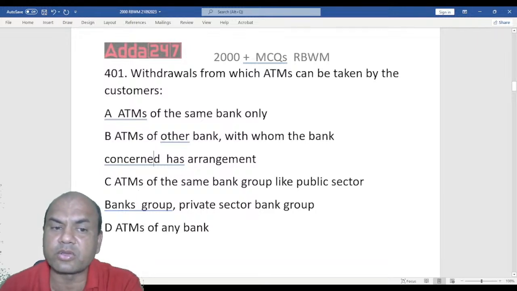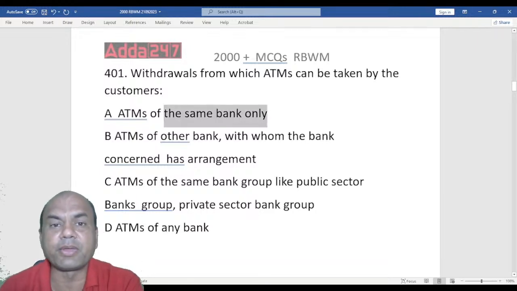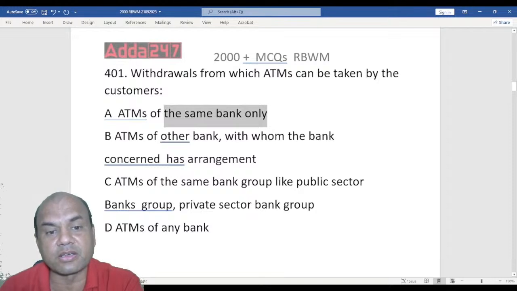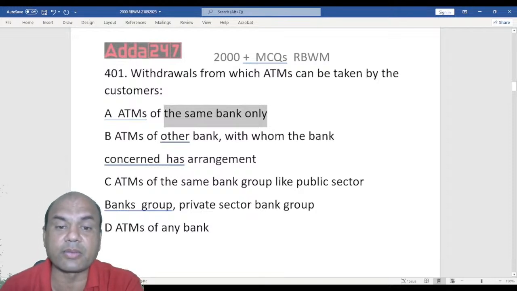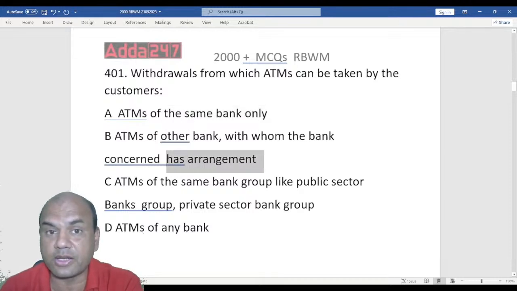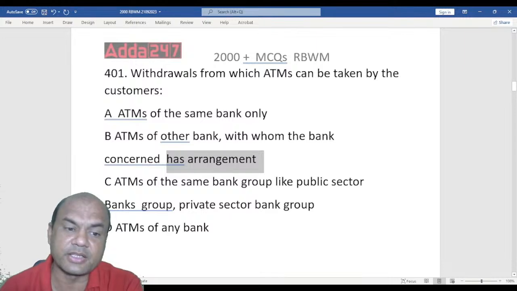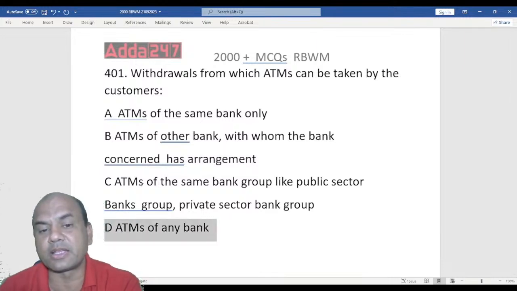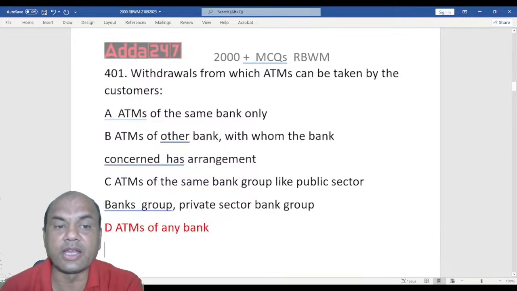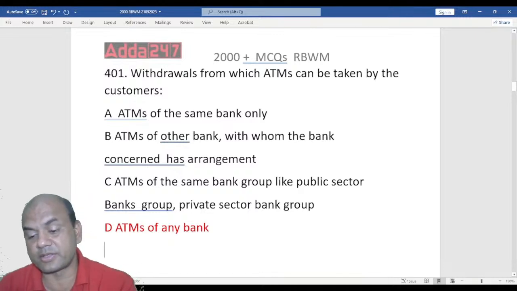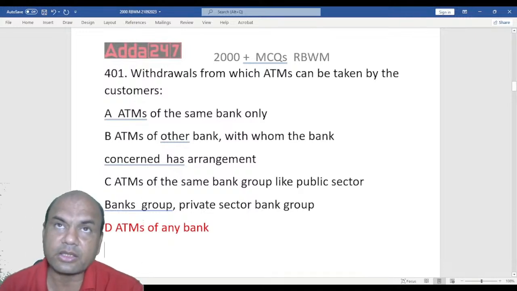Same bank. You can withdraw through same bank only. One bank's ATM is not used in other. Whereas other bank with whom arrangement is there. Arrangement, this is also important. So B is the answer or D is the answer or what is the answer? It is ATM of any bank. That is the right answer. Got it, everyone? Any bank.